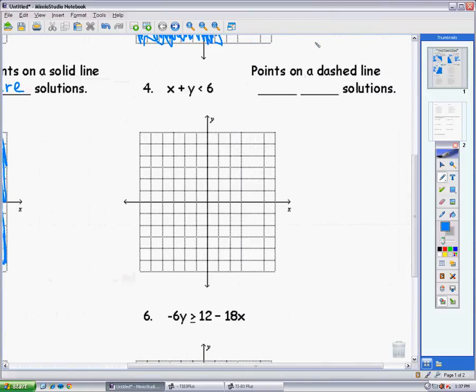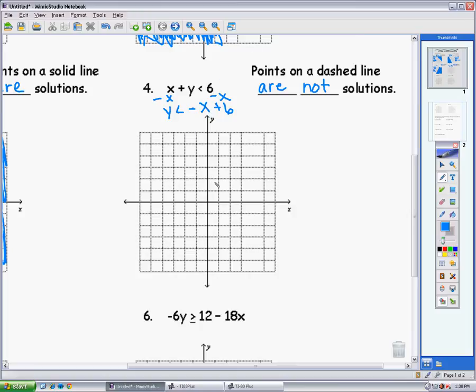Okay, number 4. Points on a dashed line are not solutions. Okay, they go up to those points, but they don't include them. Okay, here we have an equation that is in standard form, and we usually graph our equations in slope-intercept form. So our first step into solving for y is to get rid of x. So I'm going to subtract x from both sides, and I get y is less than, and I'm going to move my x term to the front, negative x plus 6. Okay, so there's our equation we're going to graph.